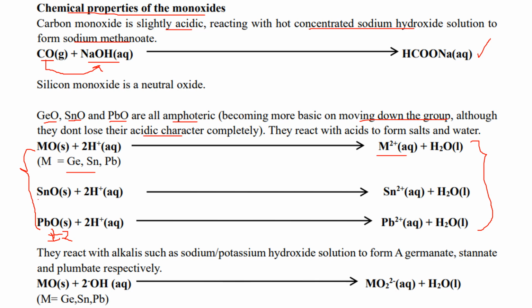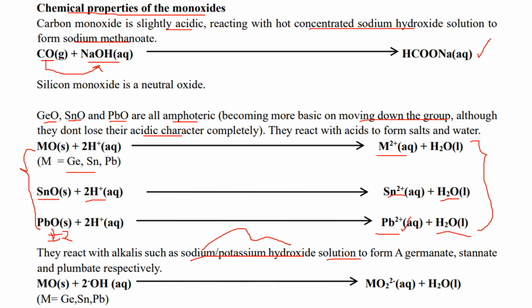So if you have tin oxide, you react it with an acid, you form a tin(II) salt, or tin(II) ion in aqueous solution, together with water, and the same applies to lead, forming lead(II) ions and water. We also see that they are going to react with alkalis since they are slightly acidic. They react with alkalis such as sodium or potassium hydroxide, which we use as standard alkalis in the laboratory, to form complexes.